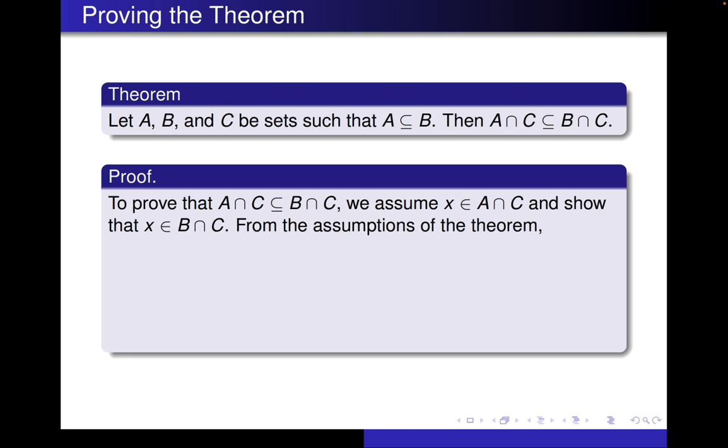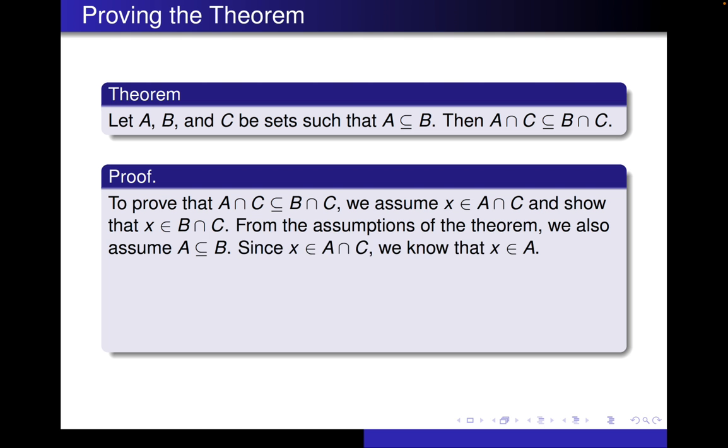So from the assumptions of the theorem, we also assume that A is a subset of B. And remember, we're setting this part up because we want to show that X is in C. Or I'm sorry, that X is in A. So since X is in A intersects C, we know that X is in A, but we also have that A is a subset of B, and so X is in B. Right? So we use the fact that we know X is in A intersects C to show that X is in A. We're then using the fact that A is a subset of B, the definition of subset, to show that X is in B.